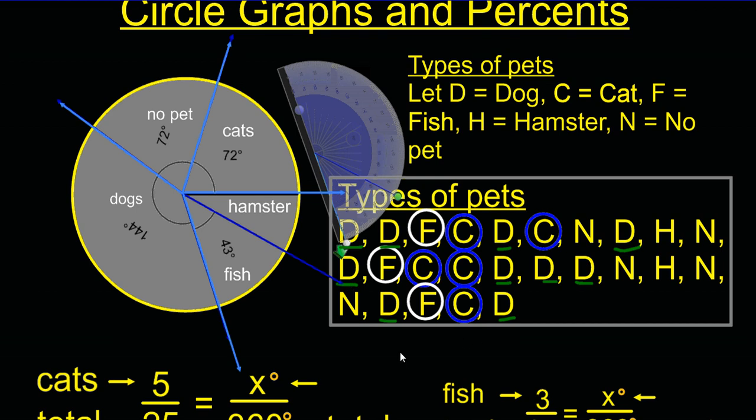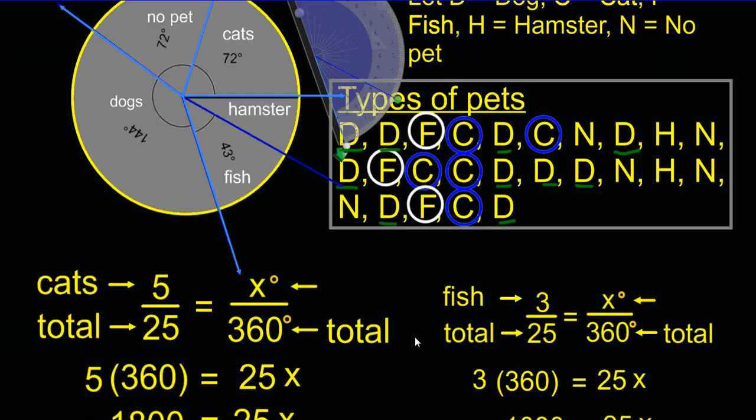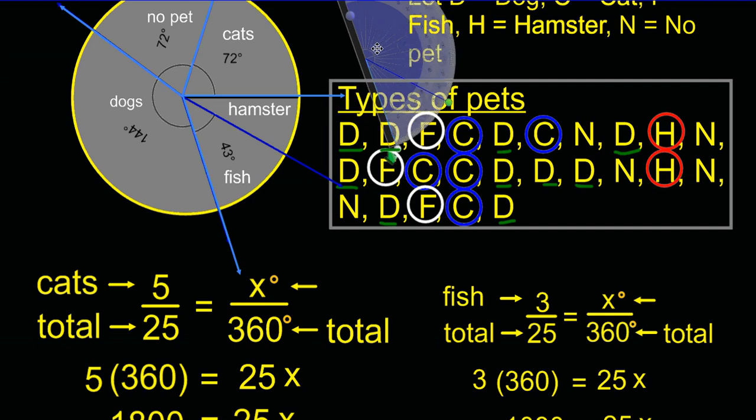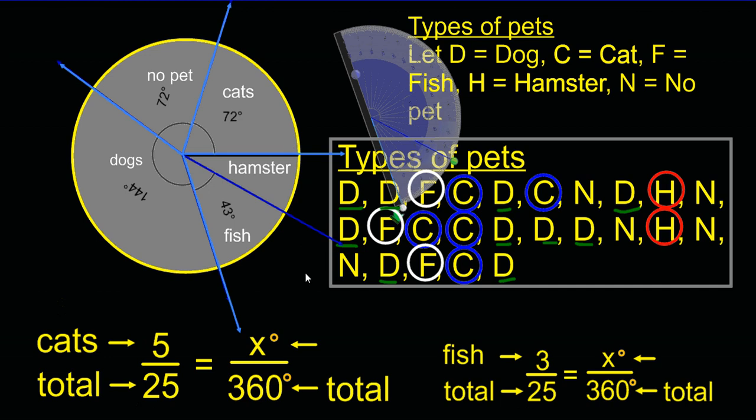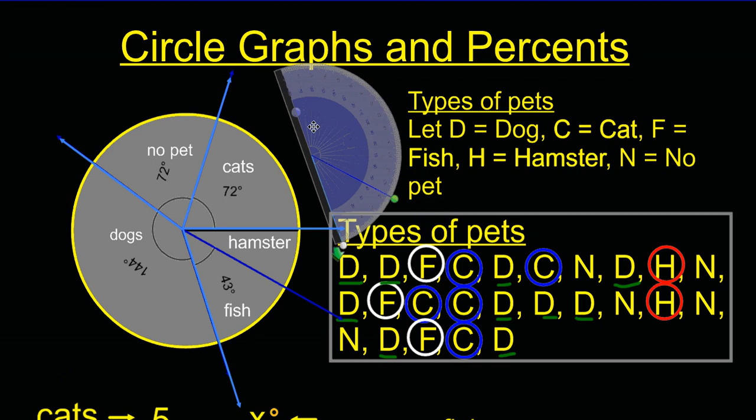Could you double check and set up your proportion and solve it again? Absolutely. You could take the 2 hamsters that you have and write that over 25. Take 2 times 360 equals 720, and divide that by 25, and you're going to end up getting a 29-degree angle, which is exactly what we have left here. So that is how you find the degrees that are made up in a circle when constructing it off of categorical data using a protractor.